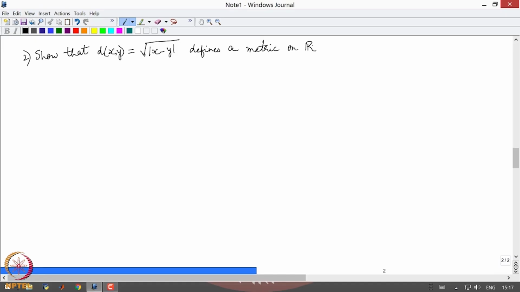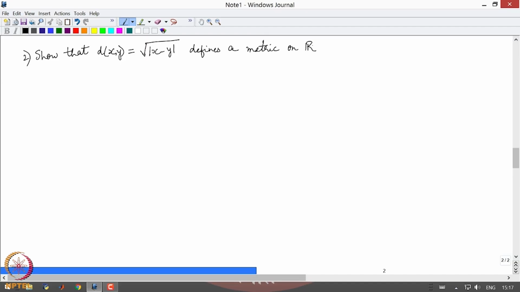Okay. So, this is the second problem. We are asked to show that a distance or a metric defined as square root of the absolute value of the difference between x and y is a metric on the real number space R. So, how can we show that this is a valid metric?